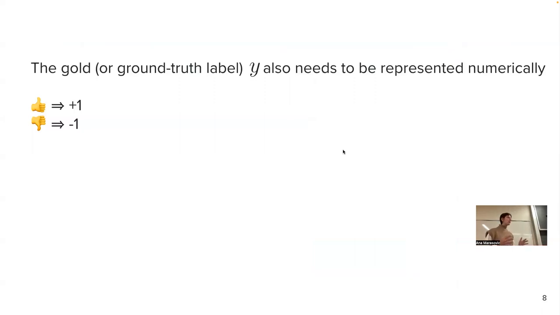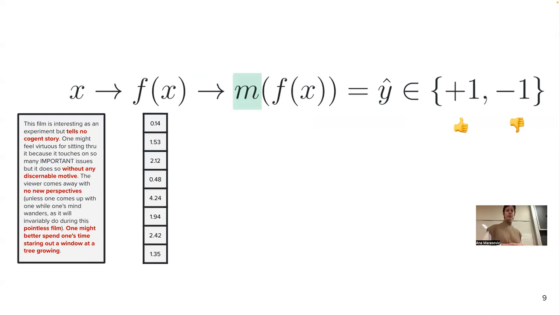Our label also needs to be represented numerically. We can't put these emojis or descriptions. So here we're going to use plus one to say this is a positive movie review and minus one to say this is a negative movie review.